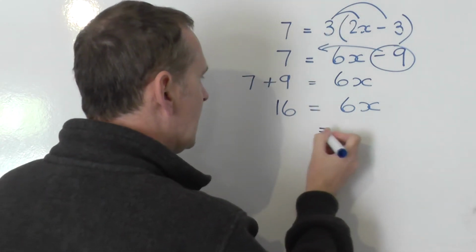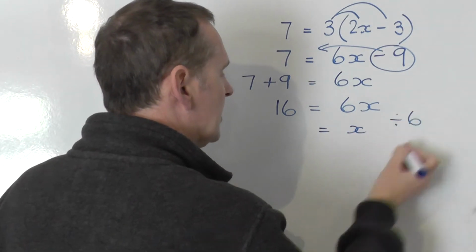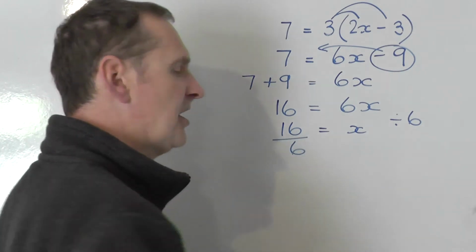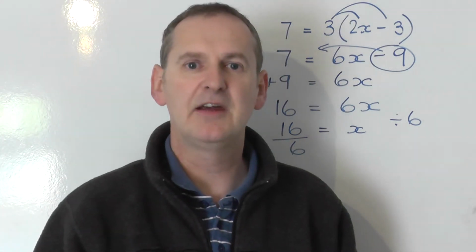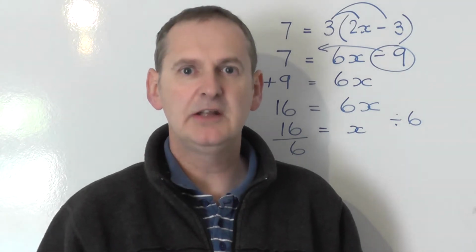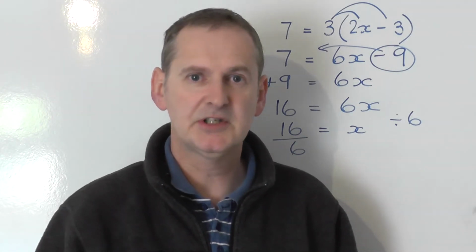So to go from 6x to x, I share by 6 on the right. So to keep it balanced, I take the 16 and I share that by 6 as well on the left. 16/6 is not a nice whole number, so you could leave that as a fraction, 16 over 6.